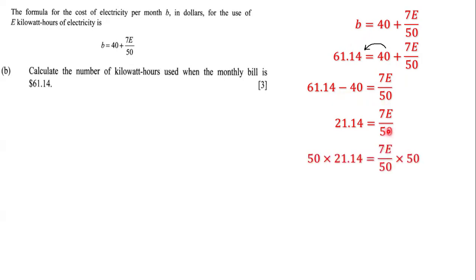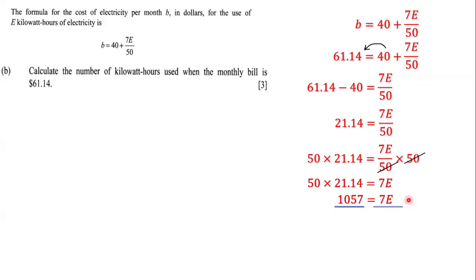And so the next thing that we need to do is multiply both sides of this equation by 50. And so what would that allow us to do? Well, that allows the two 50s to cancel out. So we are left with 7E is equal to 50 times 21.14. And when we multiply these two, we get 1,057. So we have 1,057 is equal to 7E.